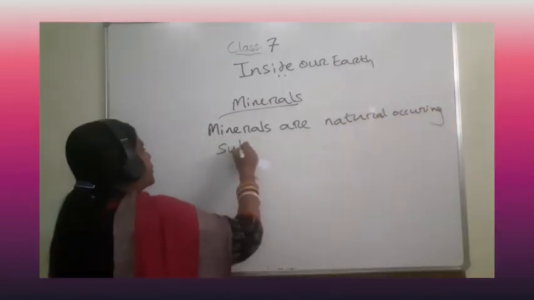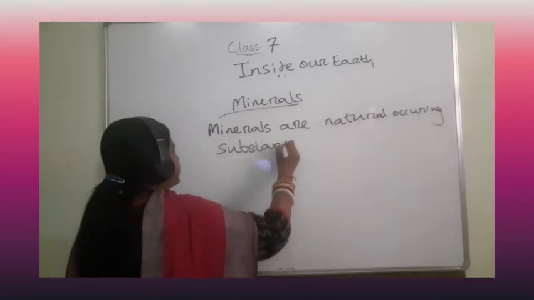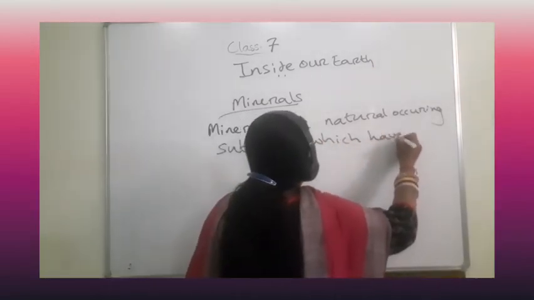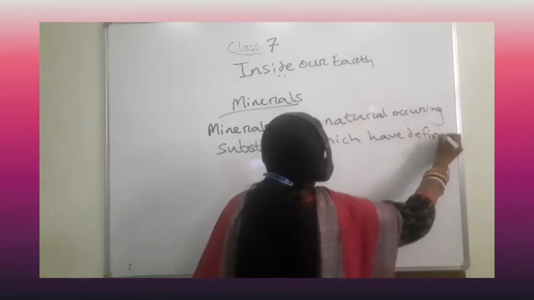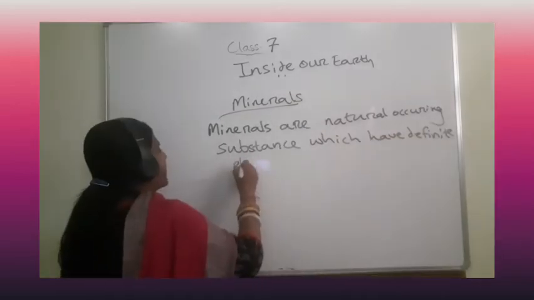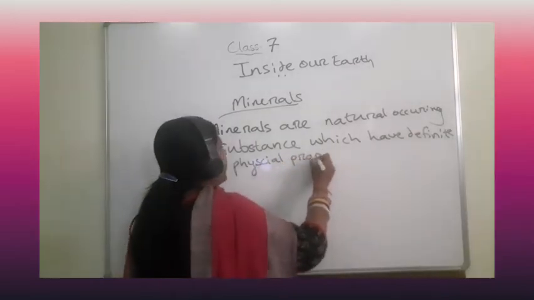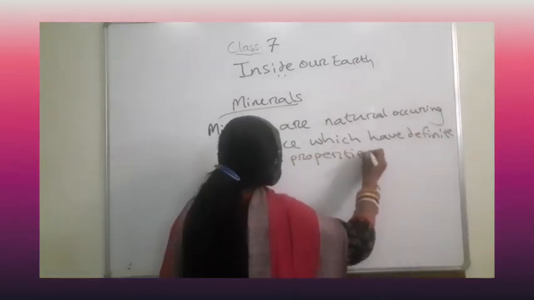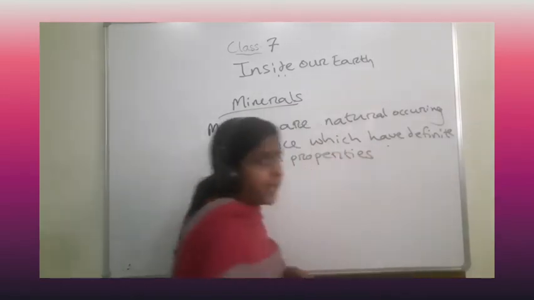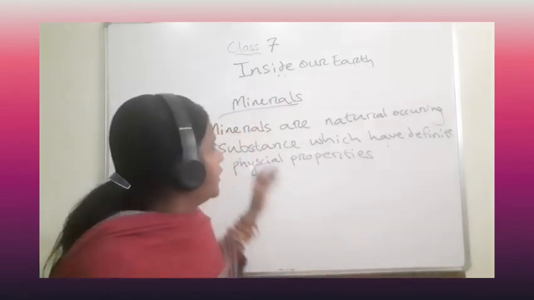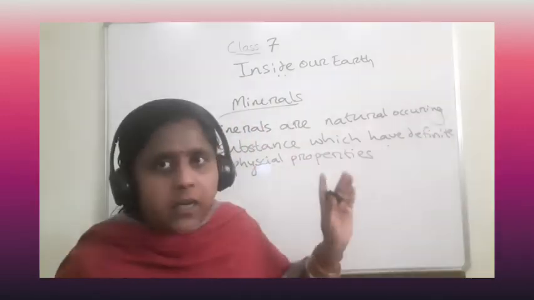Minerals are naturally occurring substances which have definite physical and chemical properties. Physical properties: minerals differ in color, they differ in size. Some minerals are rough, some are soft, some are hard. Yes or no? So minerals are naturally occurring substances.